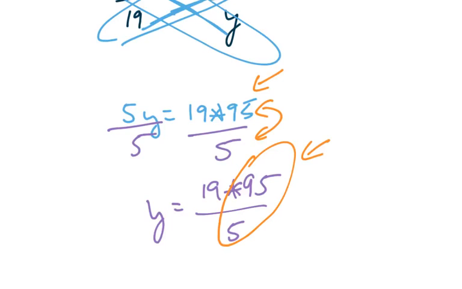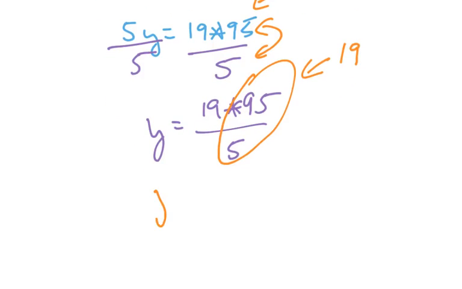100 divided by 5 is 20. So if 100 divided by 5 is 20, then that means 95 divided by 5 is 1 less. So again, we said 100 divided by 5 is 20, so that means 95 divided by 5 has to be 19. And I'm left with y is equal to 19 times 19.